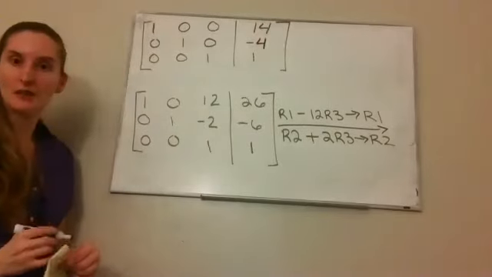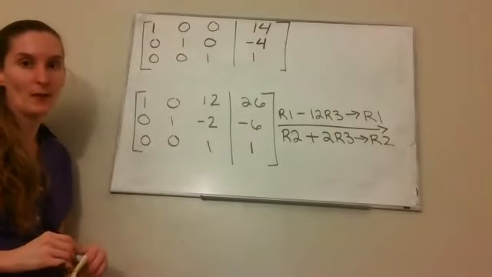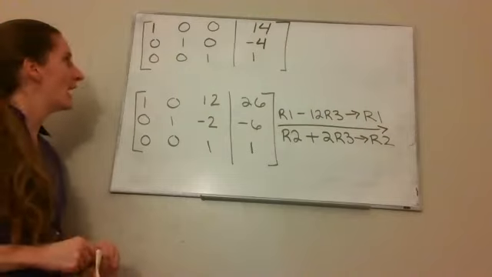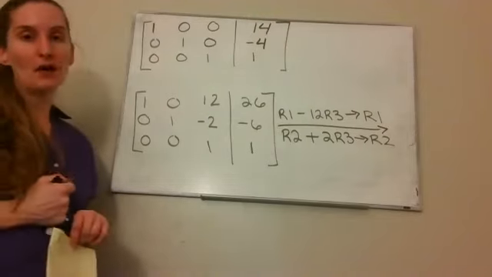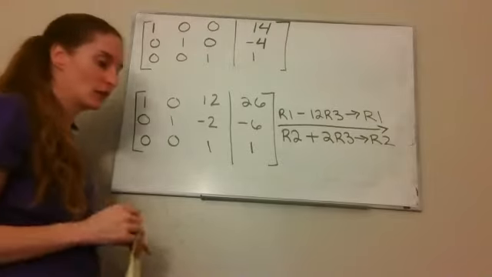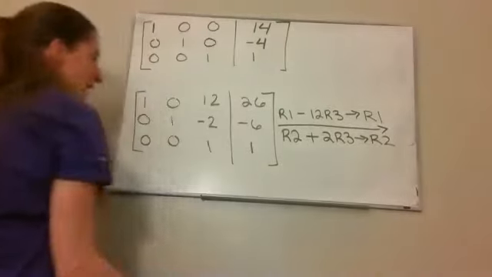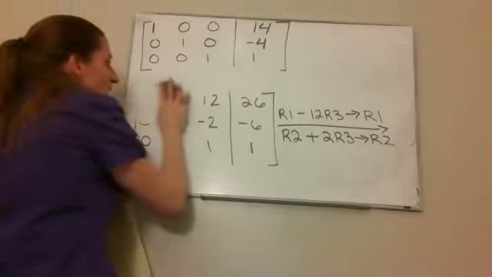Is this in reduced row echelon form now? Yes. I have a leading 1 for each row. I have zeros above and below every single leading 1. And my leading 1s are moving further to the right as I go.